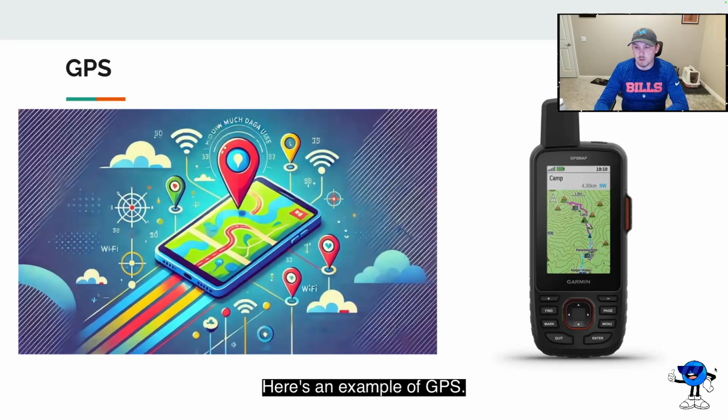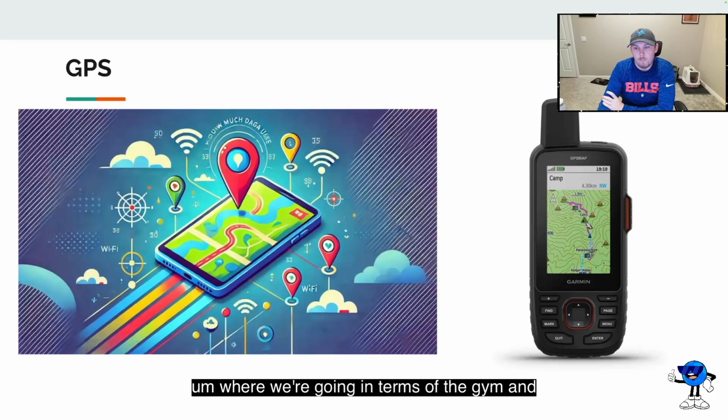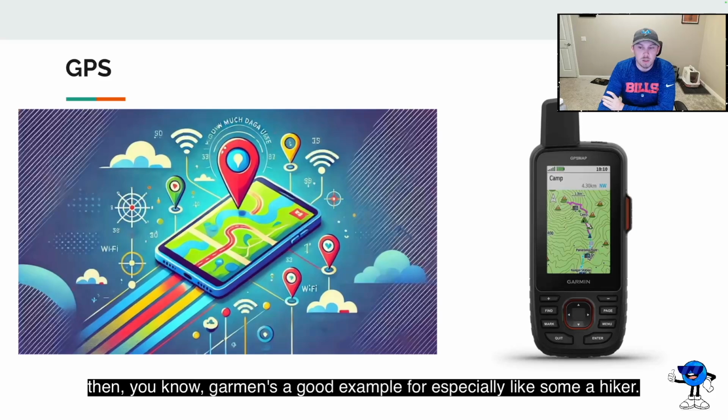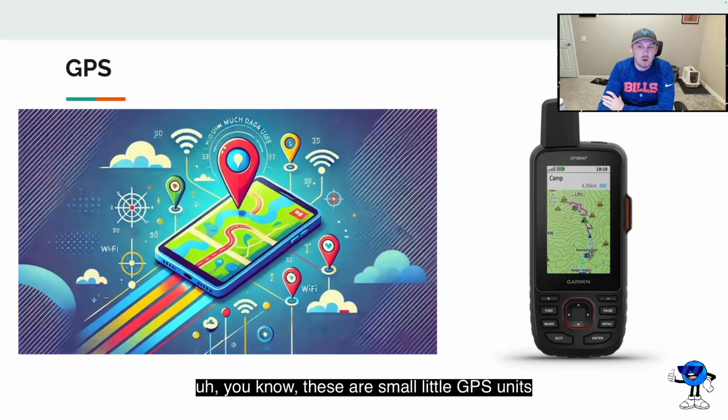Here's an example of GPS. So obviously I mentioned GPS in our smartphones, for when we're not sure where the closest gym is or something like that. So we're going to use GPS to figure out where we're going in terms of the gym. And then, Garmin's a good example, especially for a hiker. These are small little GPS units that connect to a satellite in order to map where we're going on a hiking route.